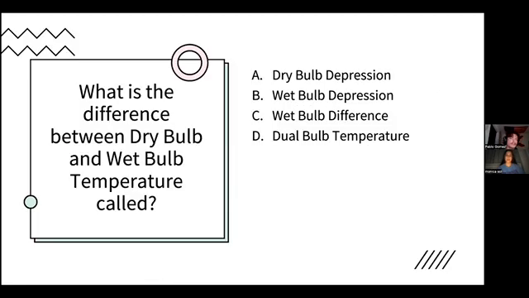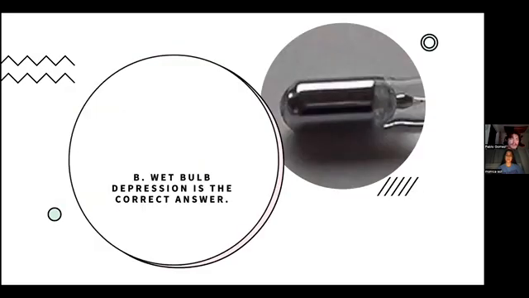What is the difference between dry bulb and wet bulb temperature called? A. Dry bulb depression. B. Wet bulb depression. C. Wet bulb difference. Or D. Dual bulb temperature. If you guessed B, wet bulb depression, then you are correct.